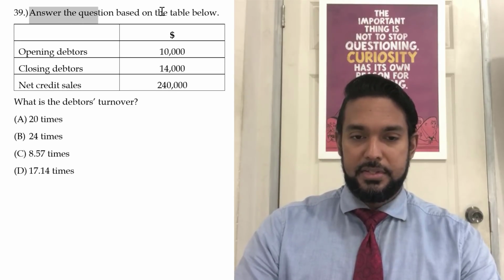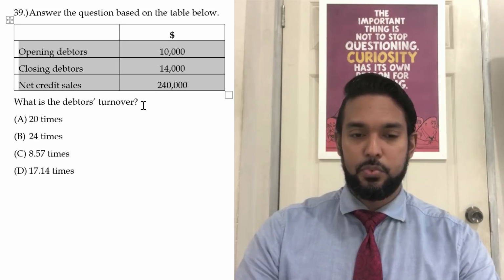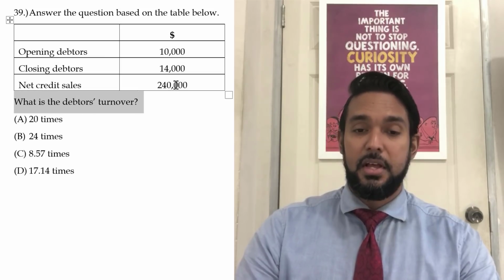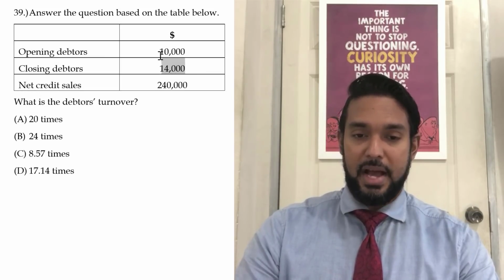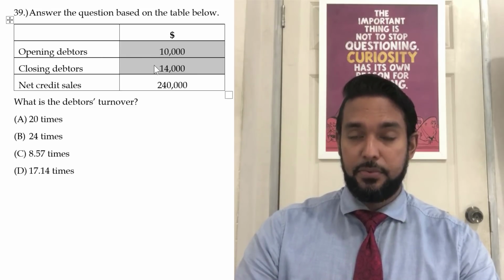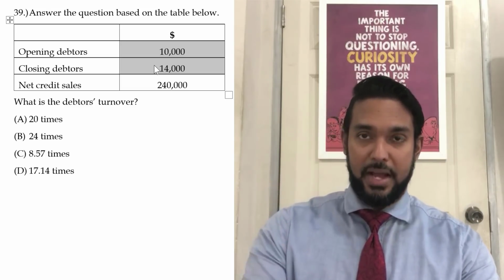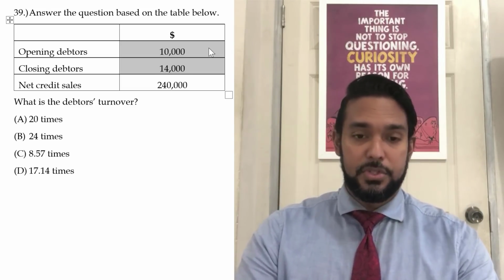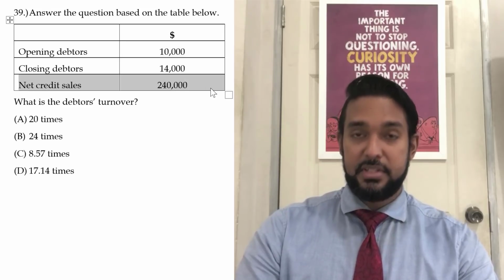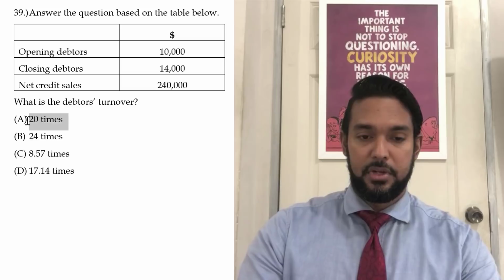Number 39, answer the question based on the table. So we have opening and closing debtors and net credit sales. What is the debtors turnover? That's net credit sales divided by average debtors. To find average debtors, we add both of them together, 10 and 14, and divide by 2, the number of things we added. So 24 divided by 2 is 12, and we're going to take net credit sales and divide by that 12,000. So 240 divided by 12 will give us 20.